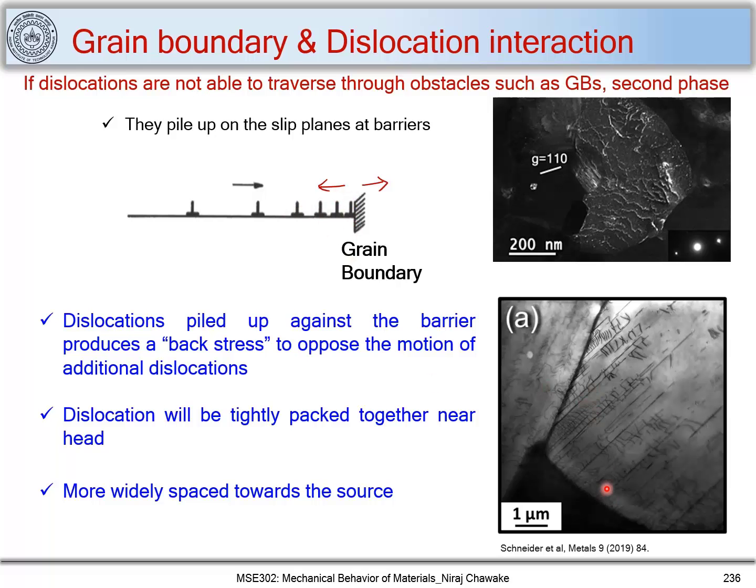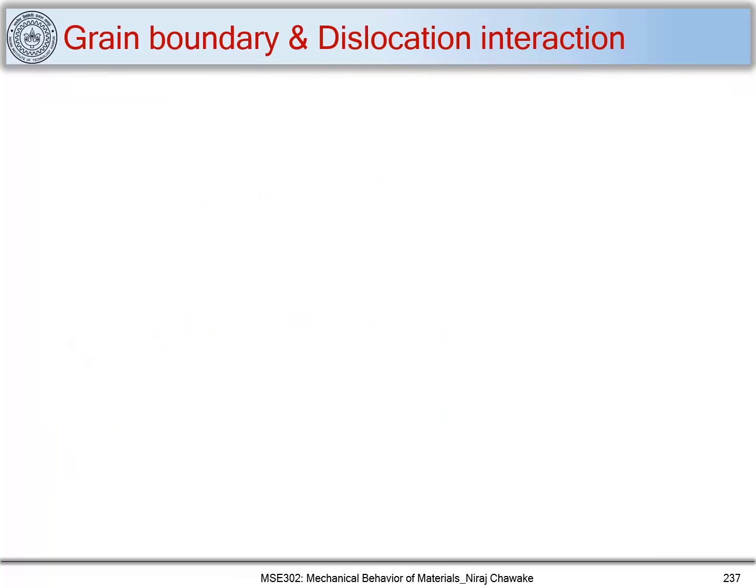Here also you can see that the dislocations are very tightly packed, and if I move away from the barrier, I can see that the dislocations are widely spread. And why is this? Because these dislocations will create a back stress on the dislocations which are gliding on this slip plane. Now we have seen that the grain boundary acts as a barrier for dislocation motion, and it creates a kind of stress when dislocations accumulate or pile up at the boundaries.